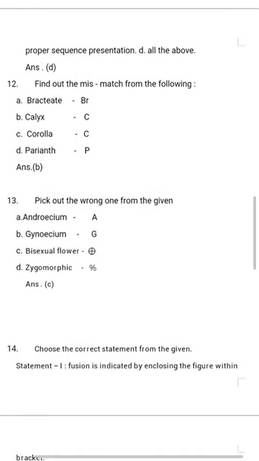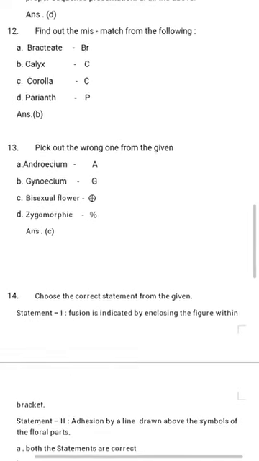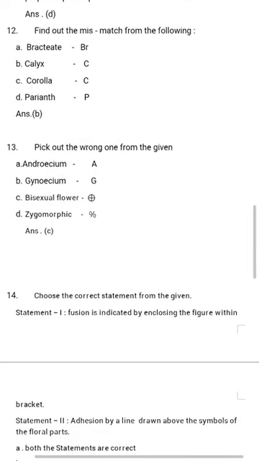Next, the 12th question is very important for competitive examinations. Let us discuss. Find out the mismatch from the following. A, B, C, D are the respective floral parts, and on the other side they have given their code names in a short, simple form. Let us see one by one. In theory class we had a discussion about this concept. It belongs to the semi-technical description of a flower.